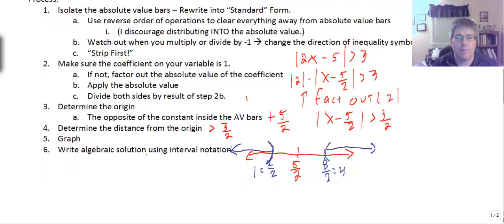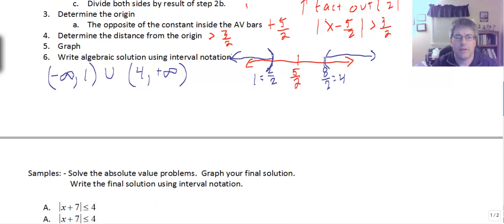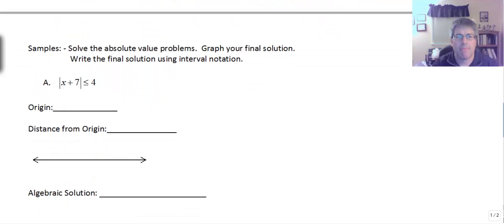And then I would write my solution using interval notation. So I'm going from -infinity to 1, non-inclusive, in union with 4, all the way to positive infinity. So there would be my algebraic solution using interval notation. So let's do some sample problems.